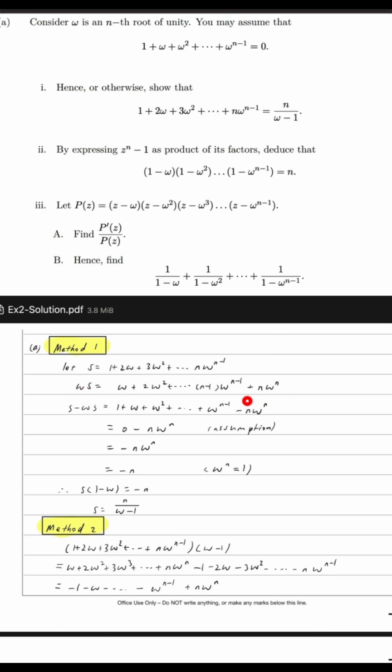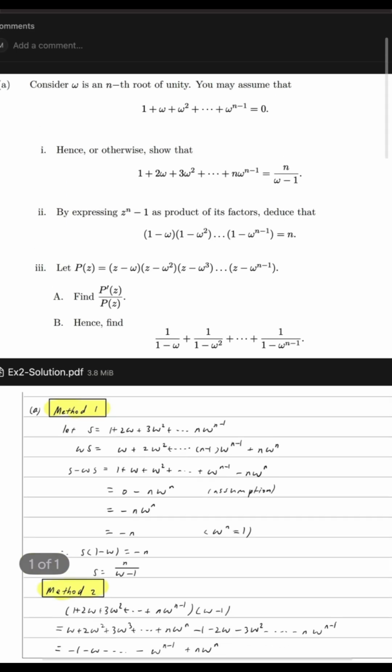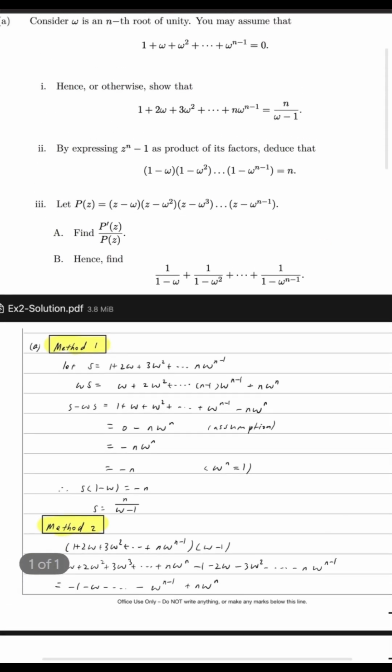So you times it by w, and then you can basically minus these two to get this, and then you can use the hence example here, that this equals 0, and then you know that w to the power of n is 1, so it's -1, so you know the result here. Now the first question should be easy. The second question, it's not easy.